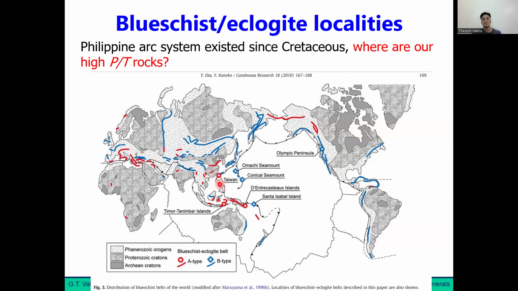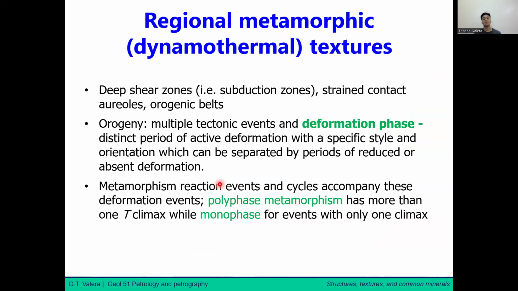Okay, so that's dynamothermal metamorphism. So dynamothermal metamorphism basically are high pressure zones. So deviatoric stress plus temperature. So you end up with textures characteristic of deep shear zones, as in subduction zones, strain contact aureoles, so contact metamorphism, but contact metamorphosed rocks that have been deformed because of the deviatoric stress, and you end up with orogenic belts, mountain belts.